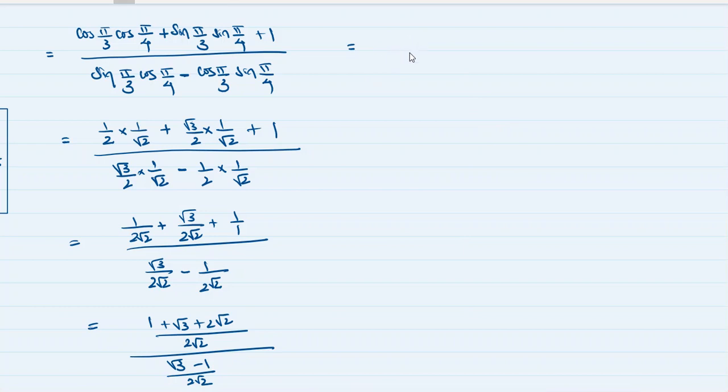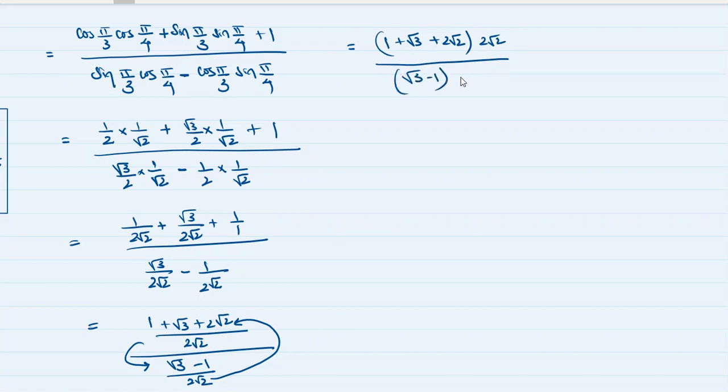Okay, so this 2√2 goes down, this 2√2 goes up. So we have 1 plus √3 plus 2√2, the whole bracket, upon √3 minus 1. The 2√2 gets cut and we get this big fraction. See what we have to prove, just have a look at that as well.